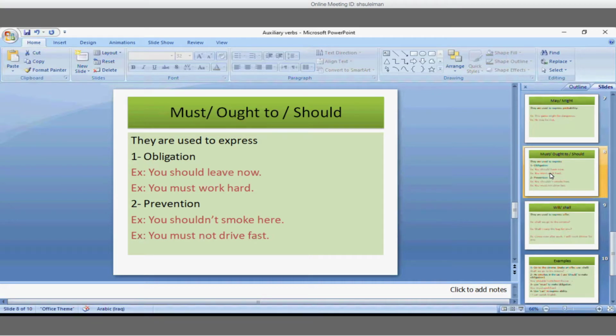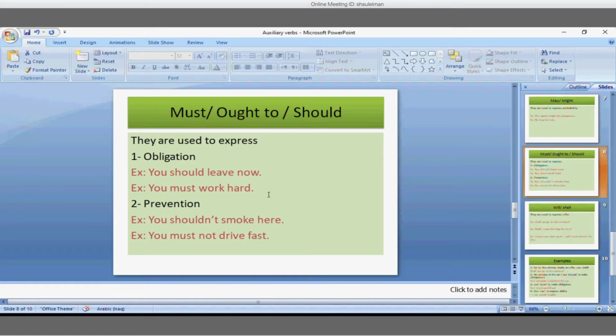شنو الobligation؟ obligation بمعنى الإجبار. إذا أريد أجبر شخص أنه يسوي شيء معين، ألزمه يسوي شيء معين، أستخدمها واحدة من ذولي الثلاثة، must، ought to أو should. So if I want to oblige someone to leave from a place, I don't want him to be here, I just want him to get out of that place, what can I ask him? I can say, you should leave now, as shown in this example. You should leave now.